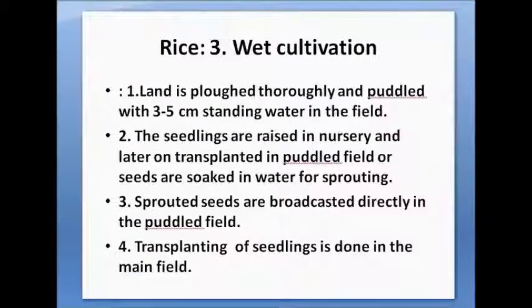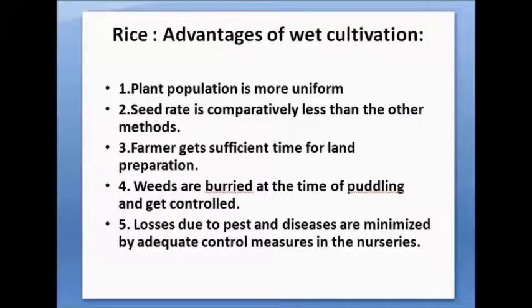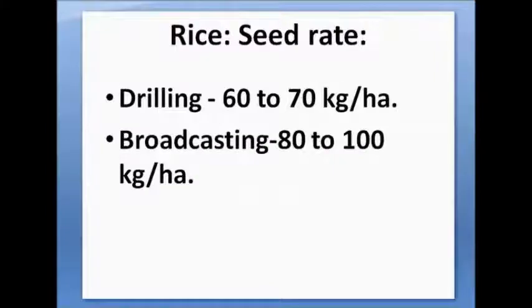Then wet cultivation: land is plowed, standing water is given, again it is plowed, and puddling condition is made. Seedlings are grown in a nursery and transplanted in the wet cultivation method, or sprouted seeds are also used. Advantages of wet cultivation: plant population is uniform, seed rate is less, and quality of rice is good. Seed rate for drilling method is 60 to 70 kg per hectare, for broadcasting method 80 to 100 kg per hectare.